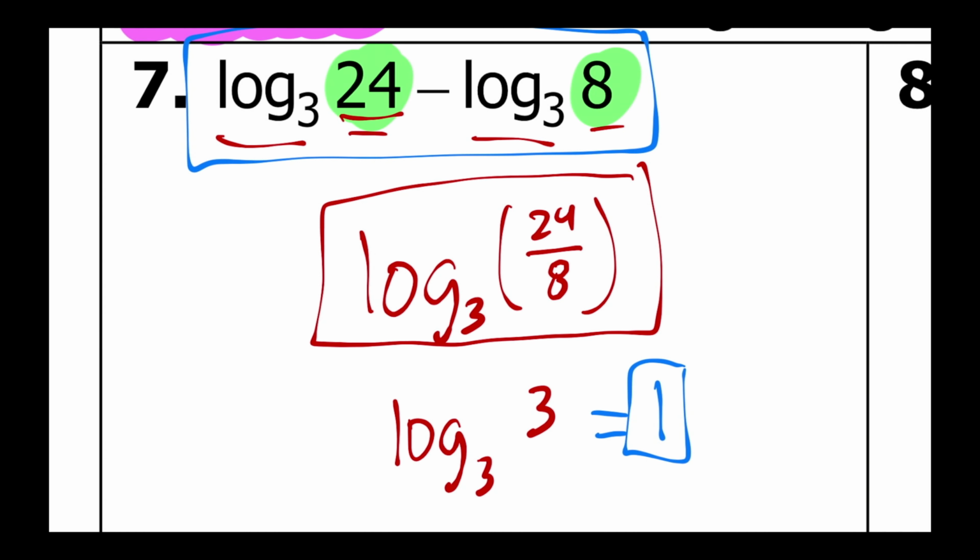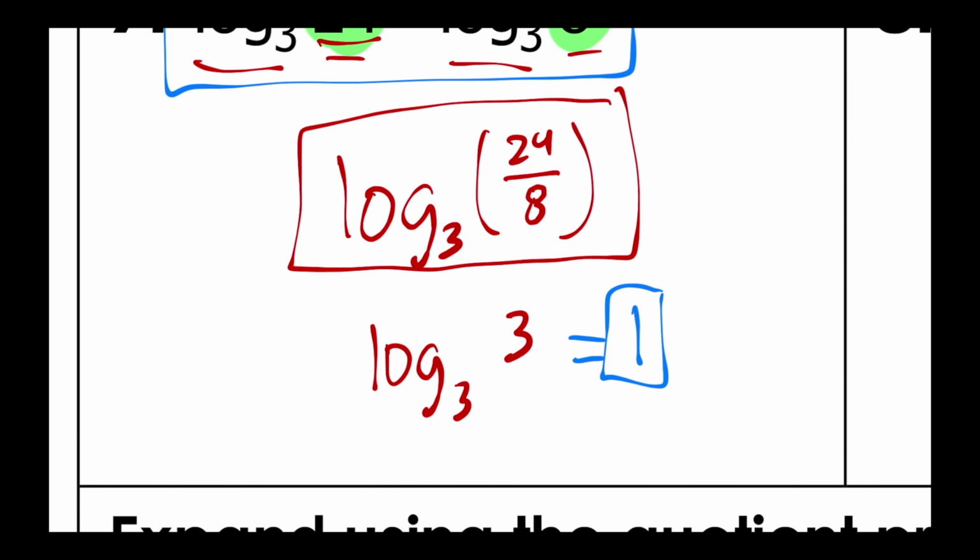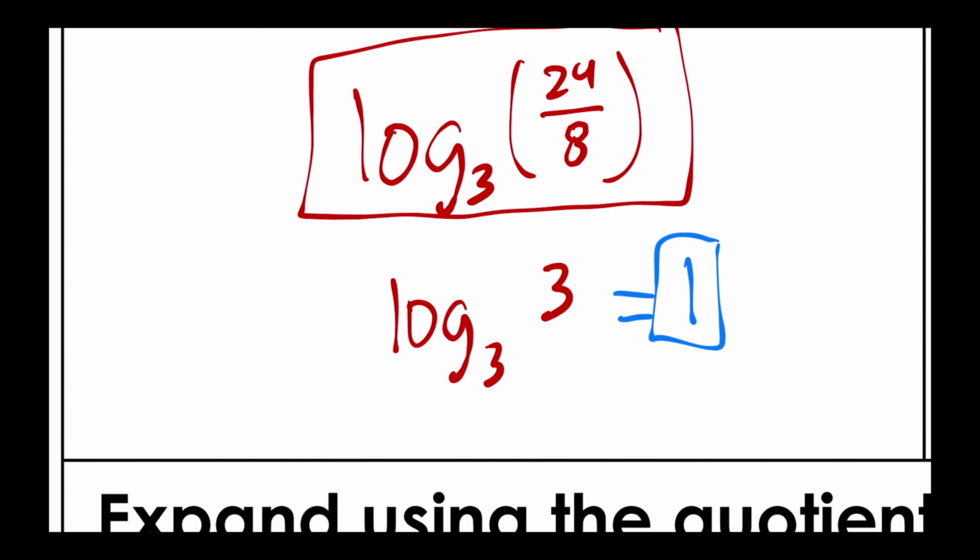Can you repeat how I got 1? Okay, what does log base 3 of 3 mean? Right? We need to understand what logs mean. Log means what's the exponent of that base that gives me this result? So what exponent of 3 gives me 3? 1. That's it.